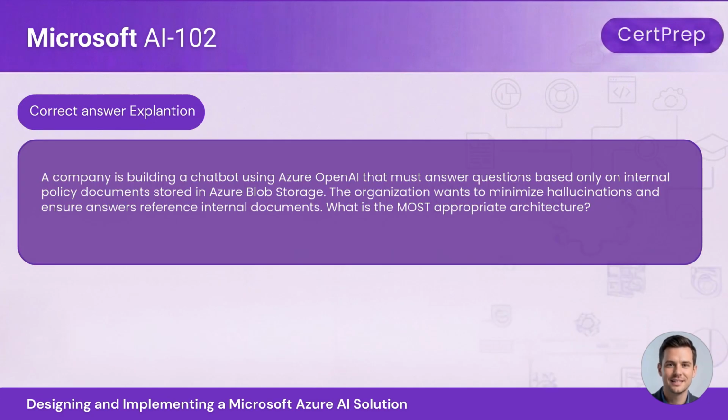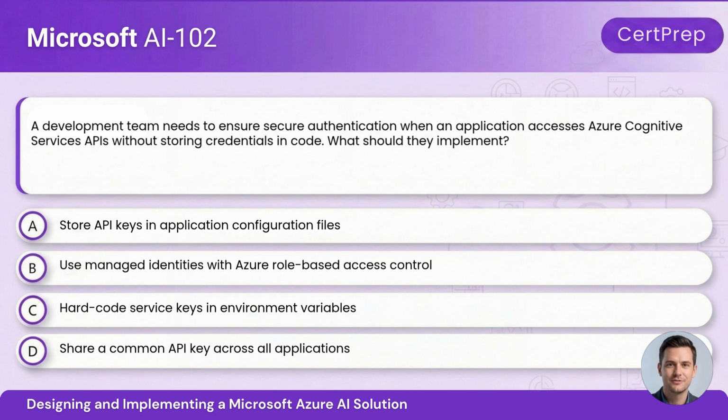Option B is correct because Retrieval Augmented Generation combines document retrieval with generative models, ensuring the AI response is grounded in enterprise data. Azure AI Search retrieves relevant documents, which are then provided as context to the model, reducing hallucinations and improving accuracy.